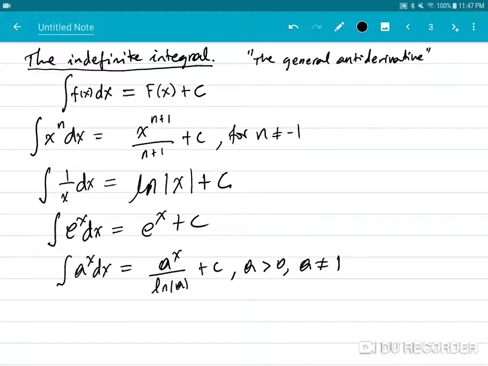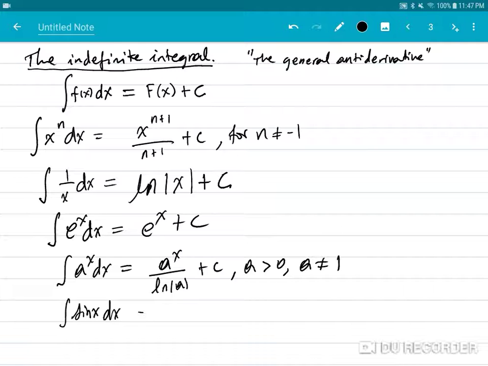So the integral of 2 to the power of x will be 2 to the power of x over natural log of 2. If you think about it, this is doing things backwards. The derivative of a to the power of x was a to the power of x times ln a. So if you're reversing the process, its antiderivative would be dividing by natural log of a. Then we have the trig functions.